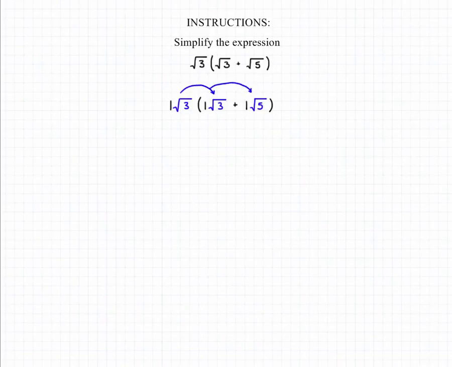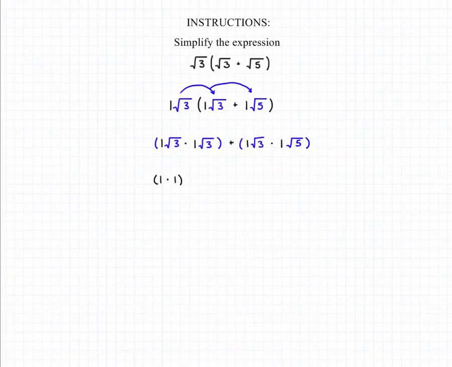parentheses. So that's going to give us 1 square root of 3 multiplied by 1 square root of 3. And then we're going to add that to 1 square root of 3 multiplied by that 1 square root of 5, the second term inside the parentheses in our expression.